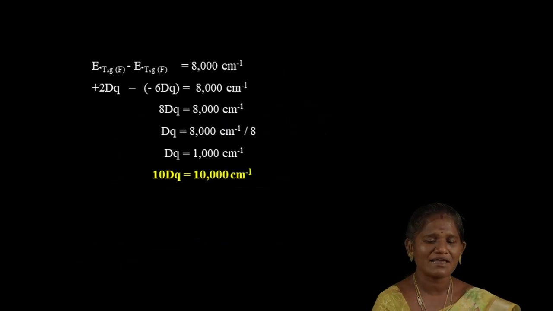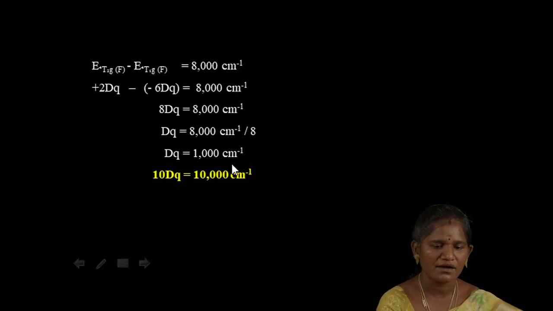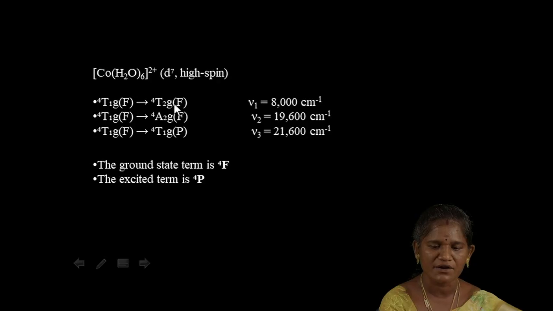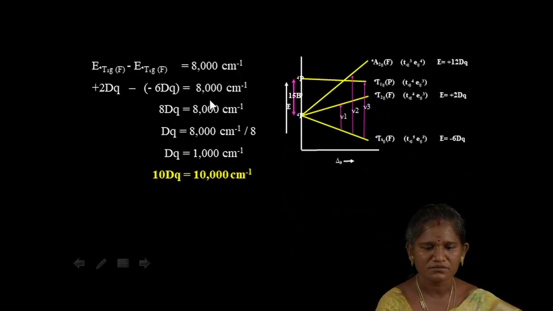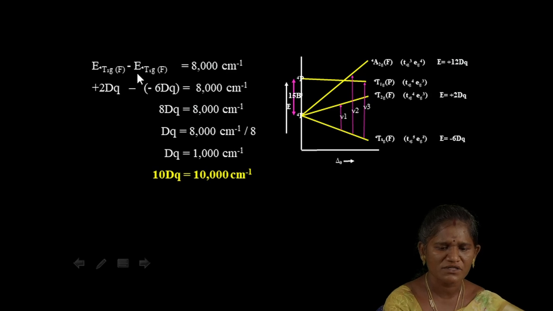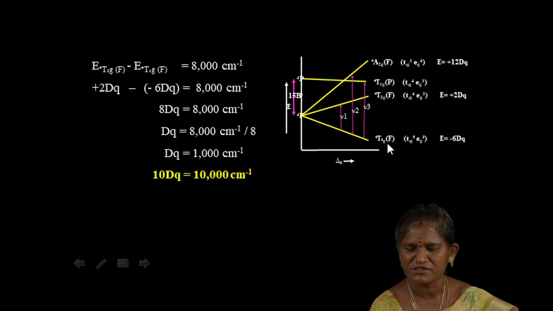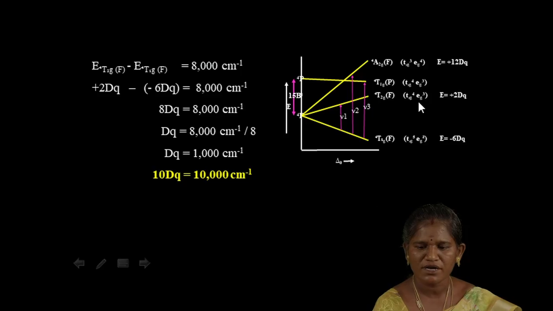Okay, so now we can calculate the 10 Dq value. What is 10 Dq? Crystal field splitting energy. Here, the first electronic transition, nu 1, has a value of 8000 wave numbers per centimeter. Here we can write the energy difference between the first transition, T2G F minus T1G F, that is equal to 8000 wave numbers per centimeter. Here the energy of this T2GF is plus 2 Dq.